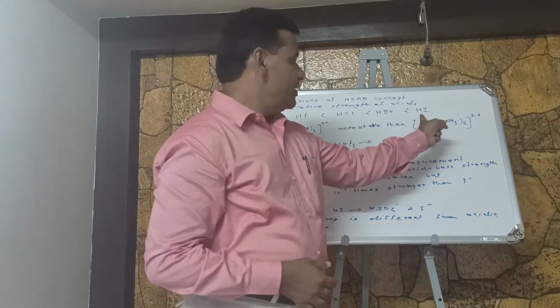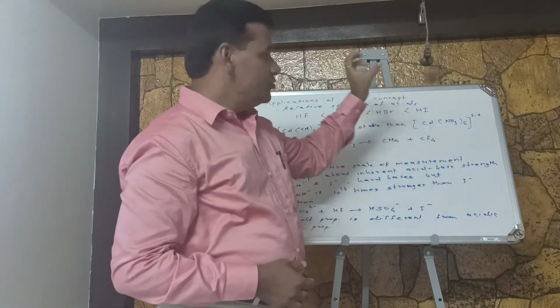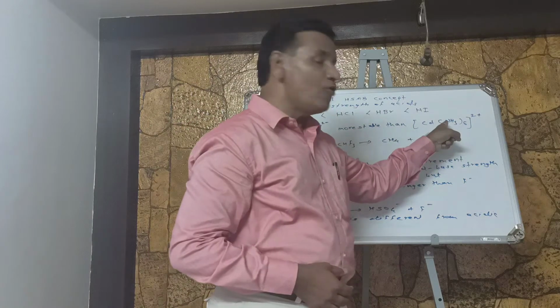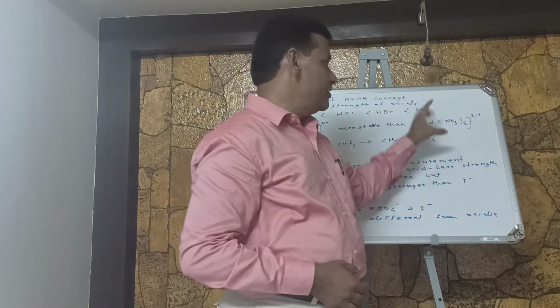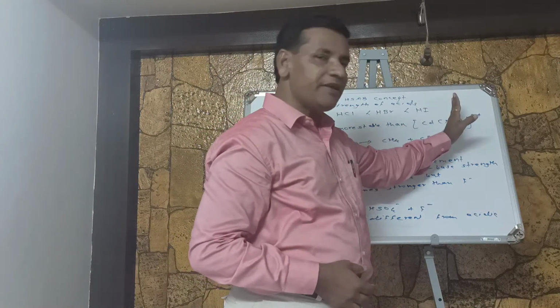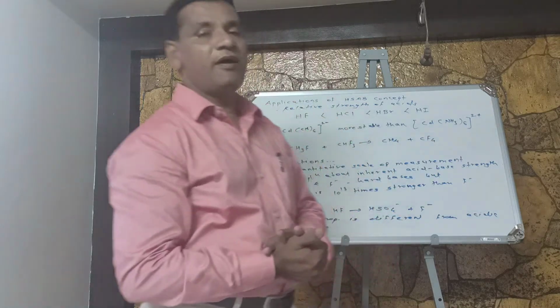Here also cadmium is the metal part. To this cadmium, 6 ammonia ligands are bonded. So this is also a metal plus ligand combination, and it is also a complex compound.